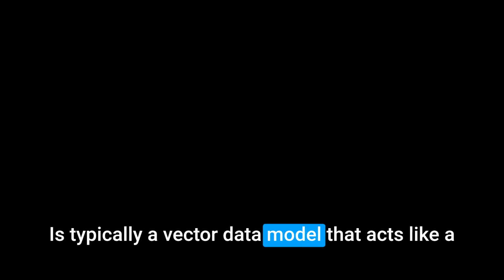What are the hybrids? I mentioned those in the beginning of the brain dump. So hybrid is typically a vector data model that acts like a raster, and it has some characteristics of raster data. I think of two hybrids. There may be others, but I think of a point cloud.